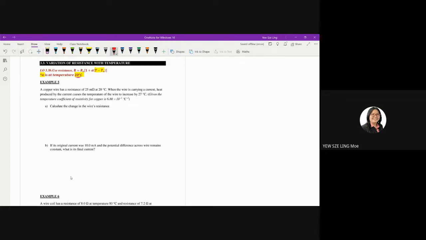For example, question number 6. We'll talk about that later on. So what you have to know is 20 degrees C is our reference temperature. R equals R naught times 1 plus alpha (T minus T naught). This equation is for you to calculate R final.